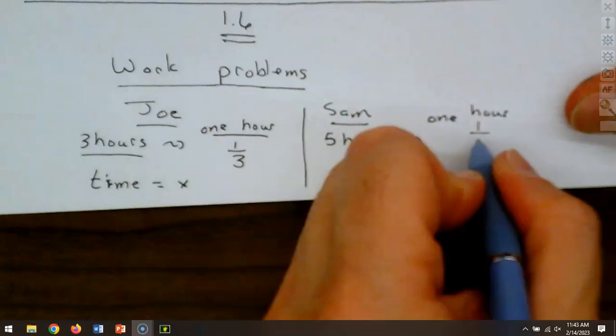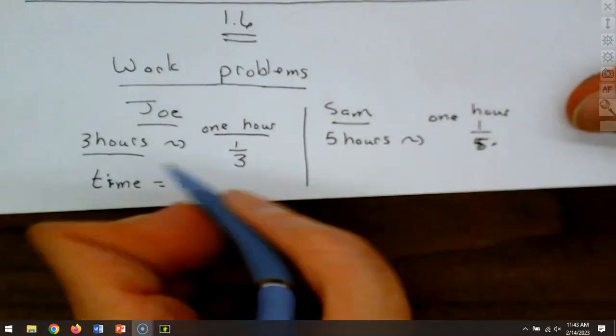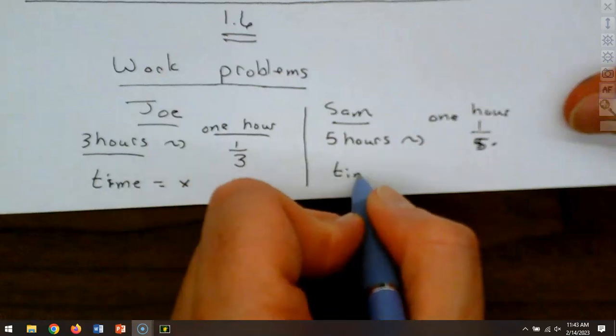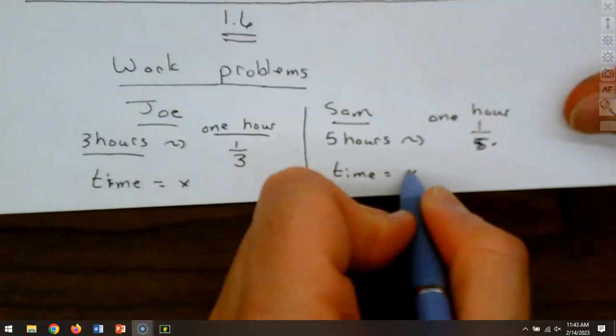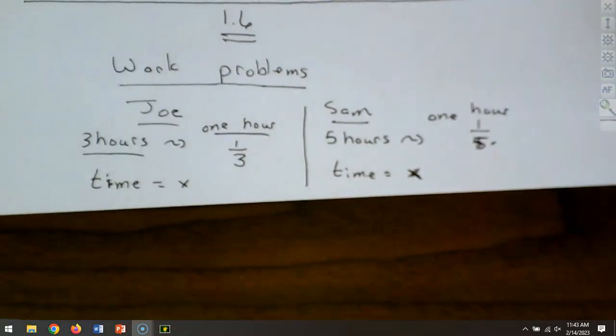It's going to be 1/5. Okay? And what do we know about the time? Do we know the time? Nope. So that again is an x. Now we are going to try to build our equation here.